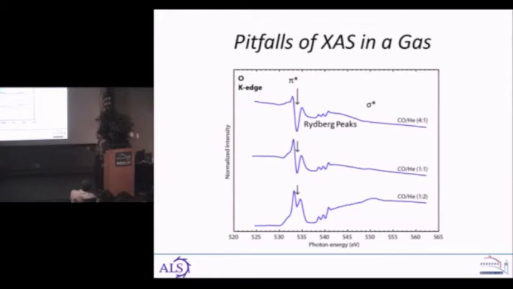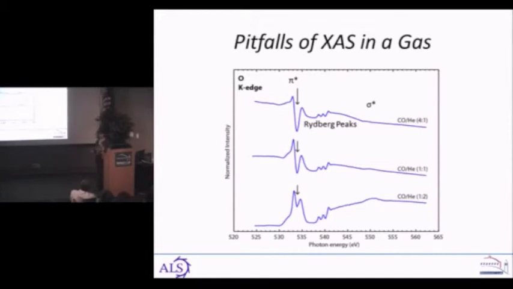So if you increase the concentration of CO in the gas phase, this peak actually becomes deeper, and it's actually not a peak, it's a valley. So the gas phase is actually screening out some of the flux that would be in this region.